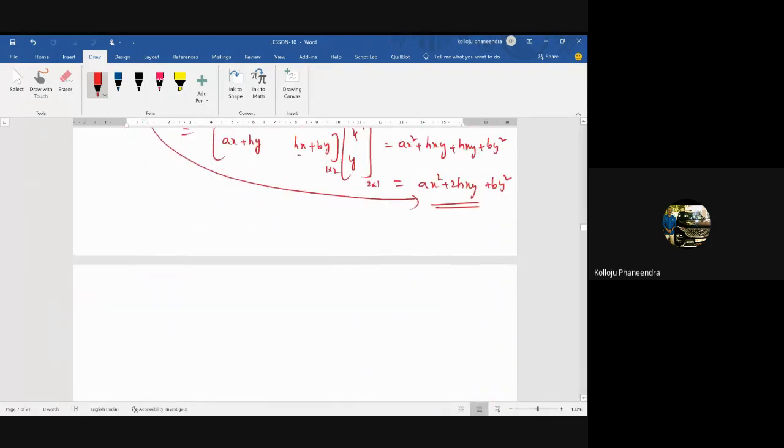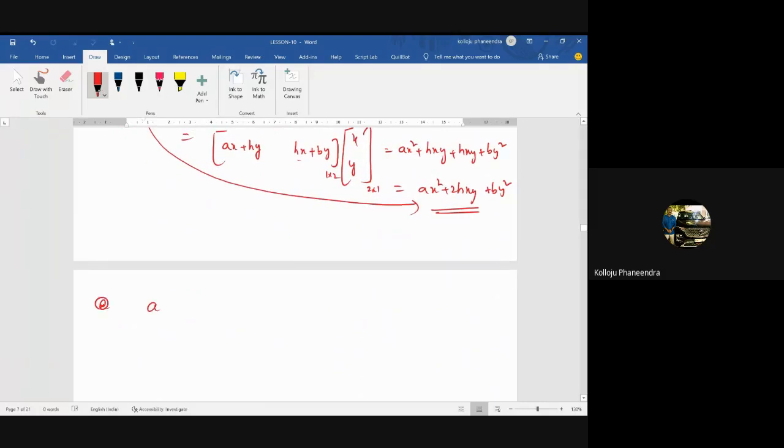Next, coming to another quadratic form. I will take 3 variables: ax square plus by square plus cz square plus 2hxy plus 2gxz plus 2fyz.